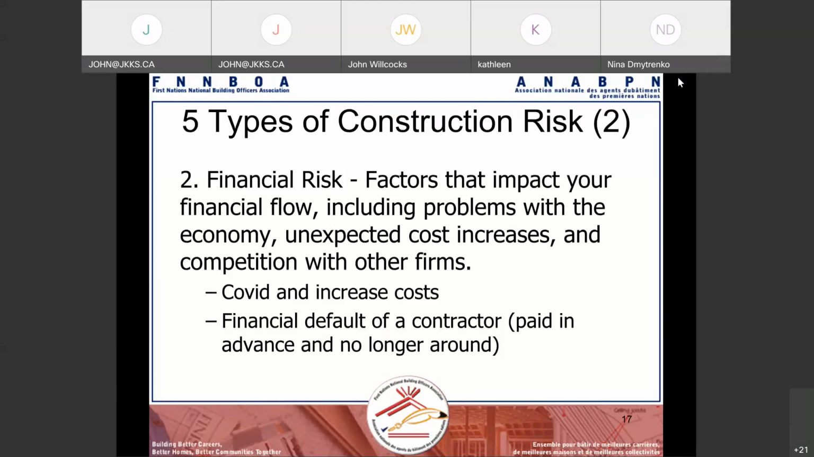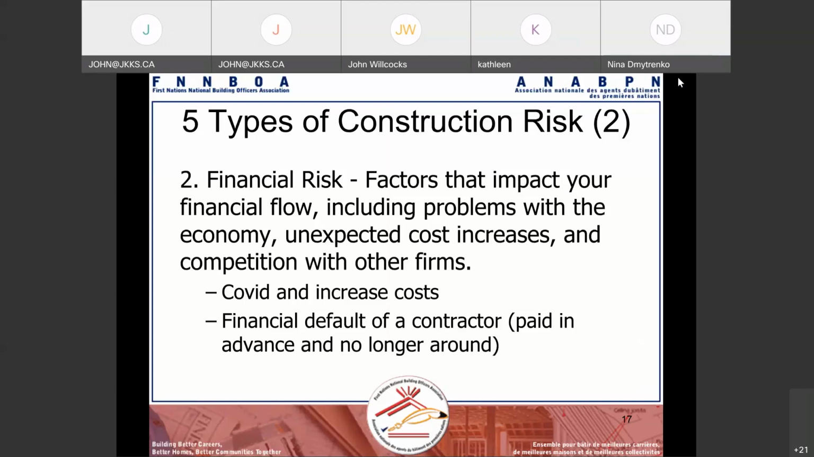Financial risk. This really impacts your cash flow, problems with the economy, unexpected cost increases, and competition with other firms. And we see that happening right now under COVID, with the substantial increase in wood cost, which increases financial risk. I remember seeing one community where their cost to build a number of homes increased by $700,000.